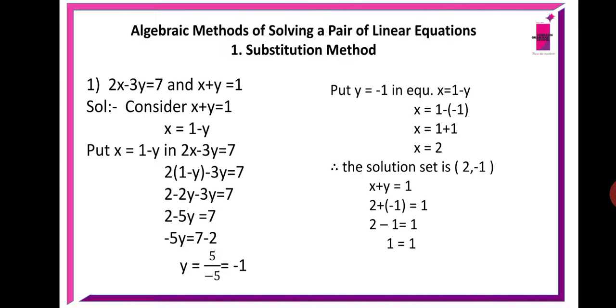After getting the value of one variable, you substitute the value in any of the equations. You will get the value of the second variable. Here you can see, putting y equal to minus 1 in the equation, x equal to 1 minus (minus 1). So you will get x equal to 2. The solution set of this system is 2 comma minus 1. You can cross-check and verify 2 comma minus 1 with both the equations. You will get LHS equal to RHS.